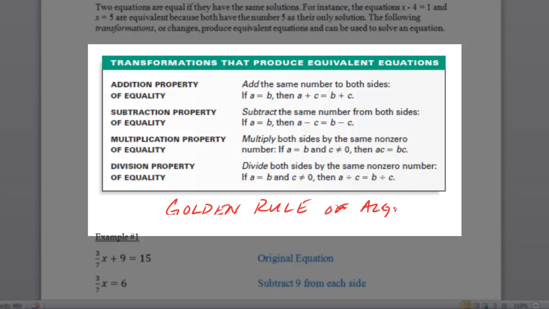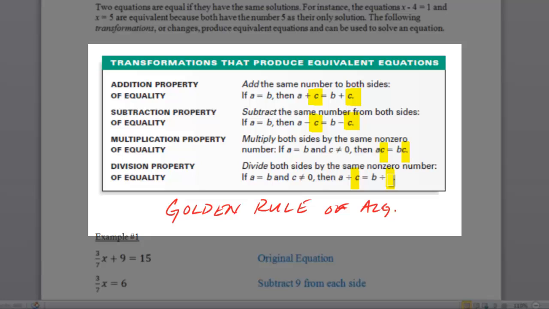If we're dealing with expressions, we have no equal sign. So we don't have an equal sign ever in the problem. It just finishes in a simplified form. But in equations, we start with an equal sign, so we want to finish with an equal sign. And you can see each of these properties, whether it's addition, subtraction, multiplication, or division, you are basically doing the same thing to each side of the equation.